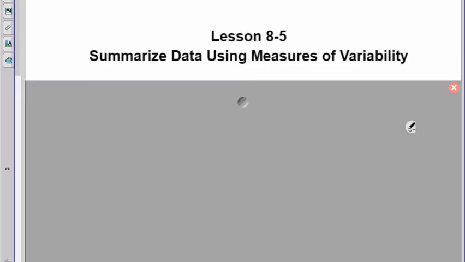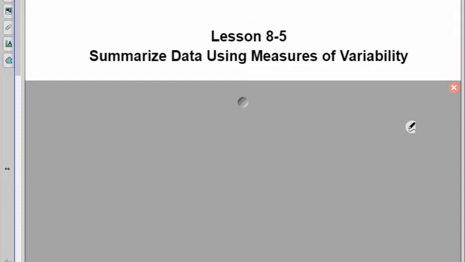Welcome to lesson 8.5. In earlier lessons, we learned about finding the center of the data, more or less. We calculated the mean or the median. Sometimes we looked at the mode, what happened most often. Today, what we're going to be looking at is how much the data varies. In other words, measures of variability.